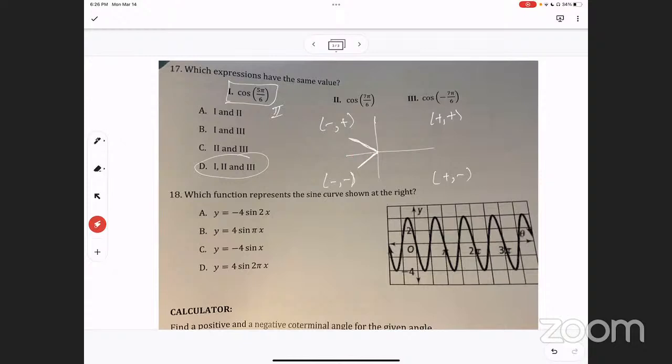Which function represents the sine curve shown to the right? Well, let's take a look. First of all, notice that it starts in the middle and it goes down. If it goes down, it's going to be negative. So that means these aren't the right answer. And the only other question is, what's the period? Let's see how long it takes to get back. The period is pi.